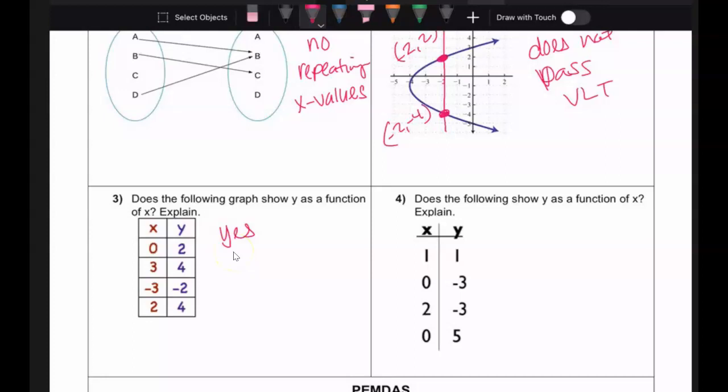For number 4, still the same idea. So we'll still see if this is a function by looking at our x column to see if we see any repeating x values. And we do have repeating x values. You'll notice that the zeros repeat. So in this case, this one is not a function. You also have repeating y values, but that doesn't matter. The only thing that made it not a function was those repeating x's.